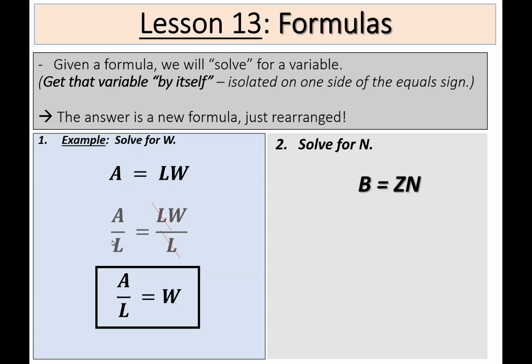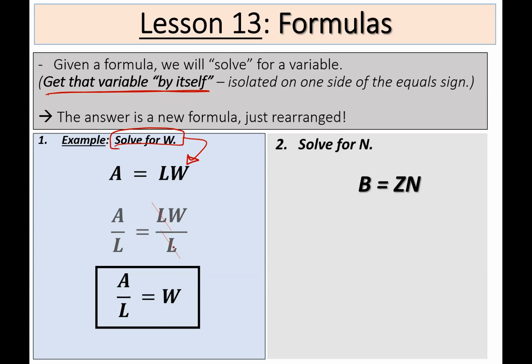Now, why would we do that? Let's go back to the original problem. A equals LW. If we're solving for W, we're trying to get that variable by itself. So what we really want is just W. If there's an L next to it, that means the L is being multiplied by W, L times W. So to get rid of the L, we need to do the opposite of multiplication. We need to divide. So that's why on both sides, we are dividing by L.